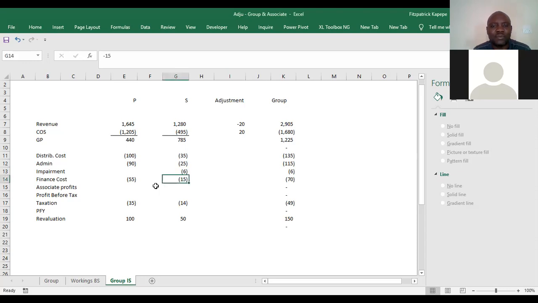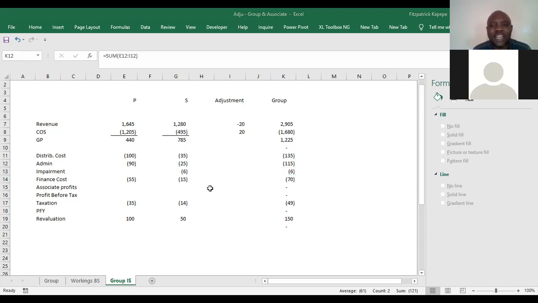But then, this impairment, in short, it just goes and fits under admin. That is why your impairment would be so that you have your 121, but just leave it like that. It's so that we show the impairment where it's supposed to be.